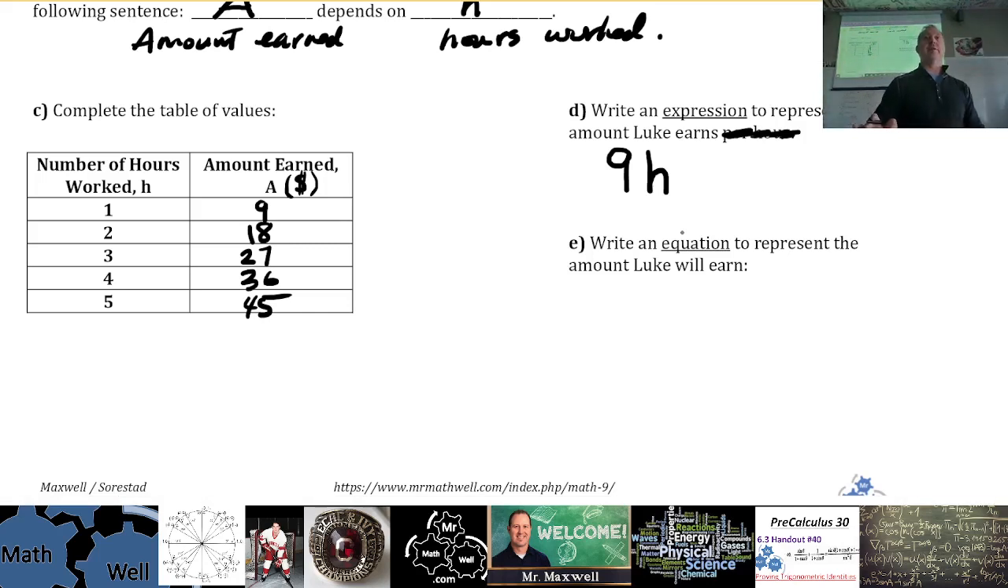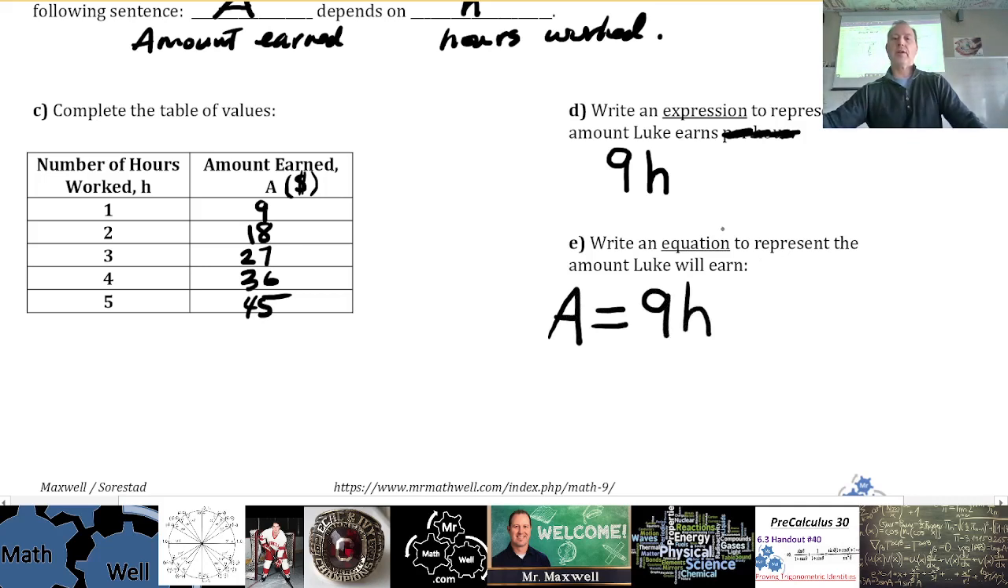So that's an expression. There's no equal sign or anything. Write an equation now to represent the amount Luke will earn. So earn is A equals. The amount he earns equals 9h. This is now an equation because it's got an equal sign in there. An expression has no equal sign. An equation would say, hey, what is 9h? Oh yeah, that's the total amount that he earns. Okay?